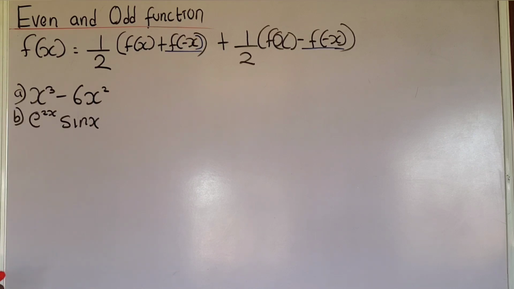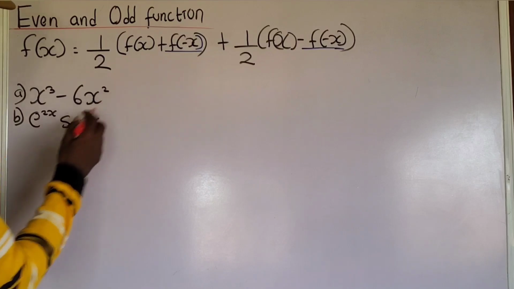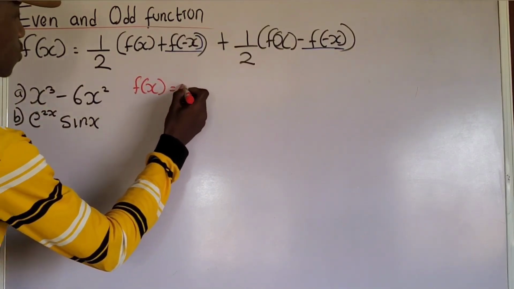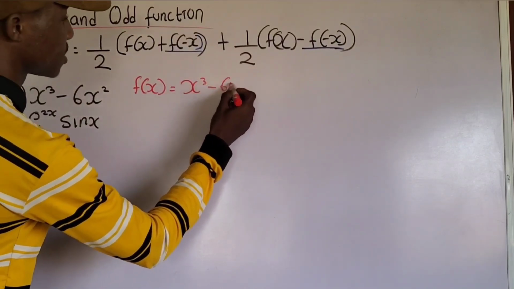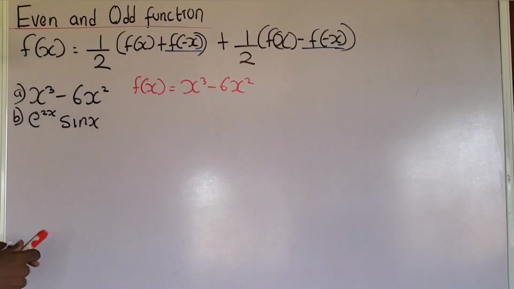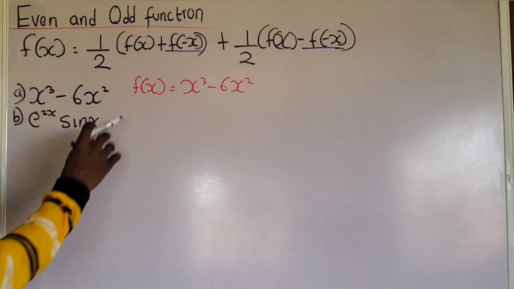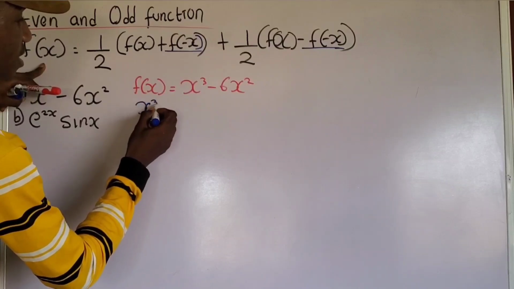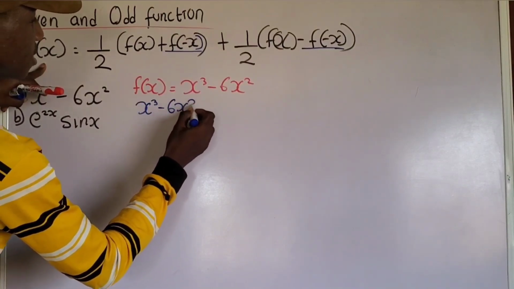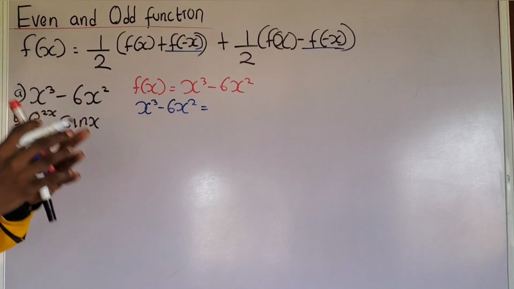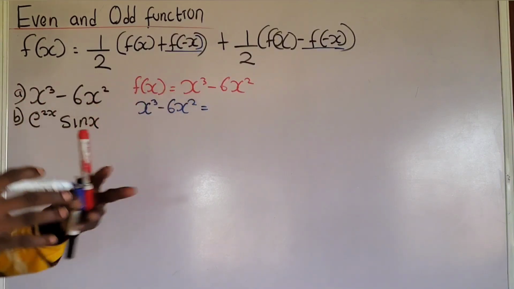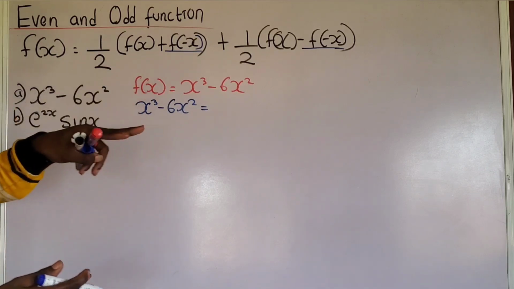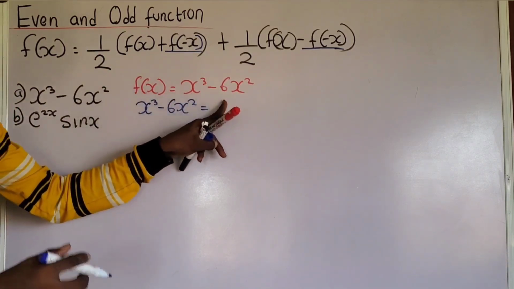Okay, so let's start with the first question. Let f of x be equivalent to x to the power of 3 minus 6x to the power of 2. Now, f of x, which is this, x to the power of 3 minus 6x squared, must be equal to, for this function to be able to be written as the sum of an even and odd function, it must satisfy this condition. So I said let f of x equal the function itself.